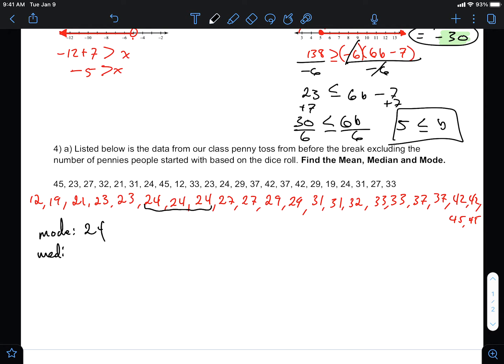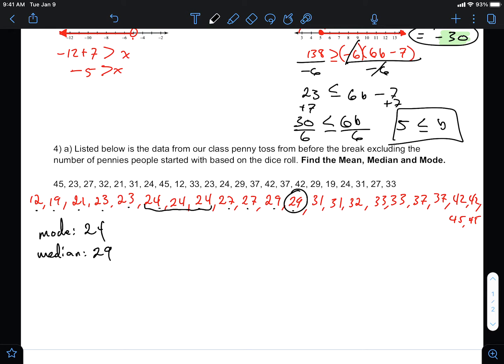Median, I'm going to find the middle of the data set. And conveniently, if you count this up, there are 23 entries. And so the middle will be the 12th, with 11 on either side. The 12th one is in the middle, right? So just count to the 12th from either end, okay? 1, 2, 3, 4, 5, 6, 7, 8, 9, 10, 11, 12. There you go.